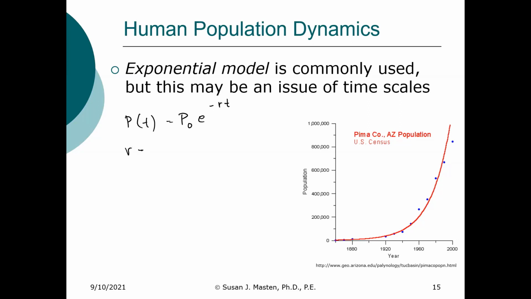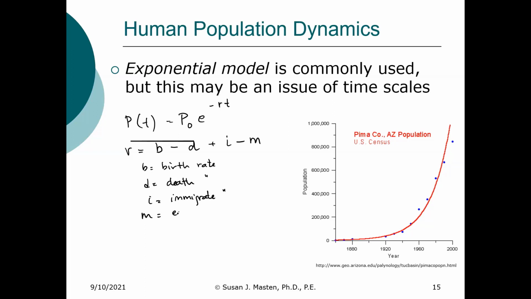And with humans, that rate is equal to the birth rate minus the death rate plus the immigration rate minus the emigration rate. So B is the birth rate, D is the death rate, I is the immigration rate, so at what rate people are moving into this community, and M is the emigration rate, just how quickly they're moving out of the community.